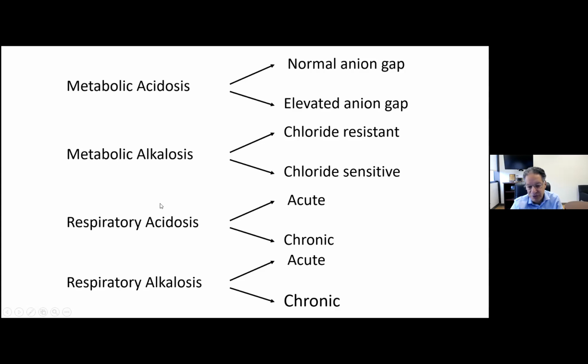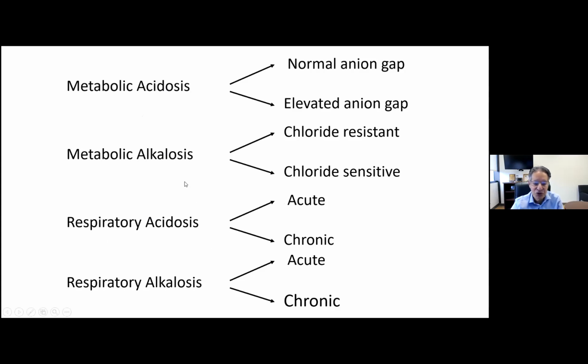Respiratory acidosis, we don't divide up by anion gap, we don't divide up by chloride, we divide it up temporally. And we call the two subdivisions acute or chronic. Respiratory alkalosis, we also divide up temporally, acute or chronic. We use the word compensated also in further thinking about both metabolic acidosis and alkalosis, which we'll talk about. We do not use the word compensated in the respiratory acid-base disorders.